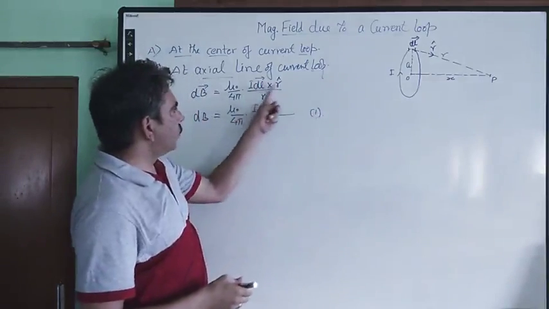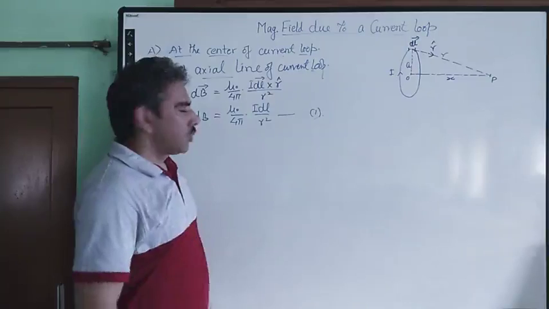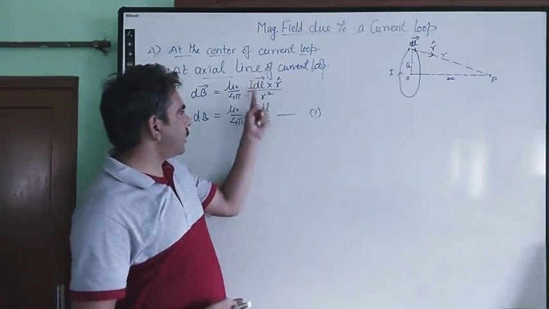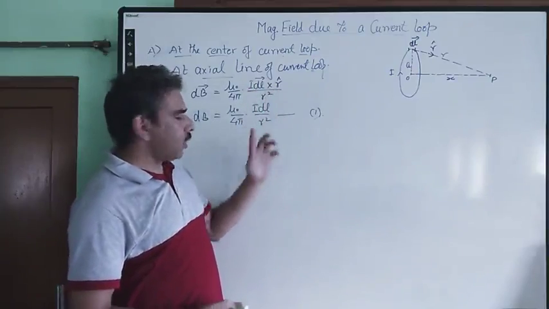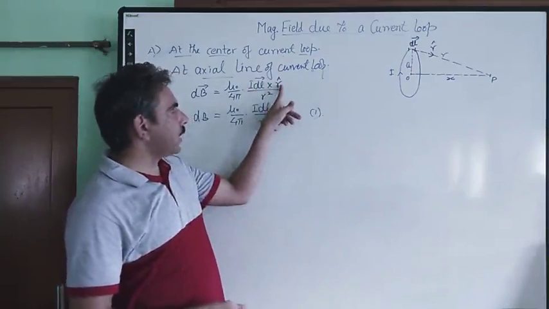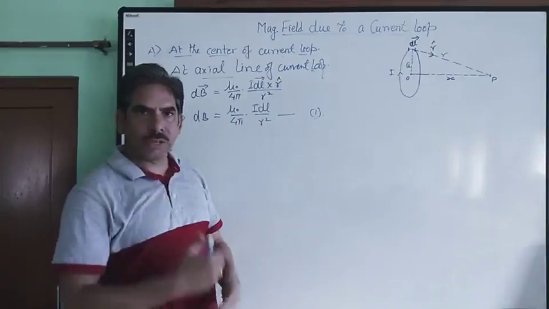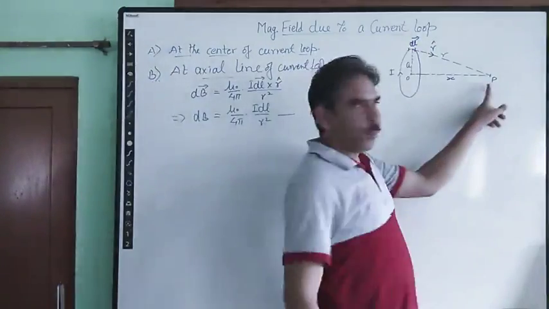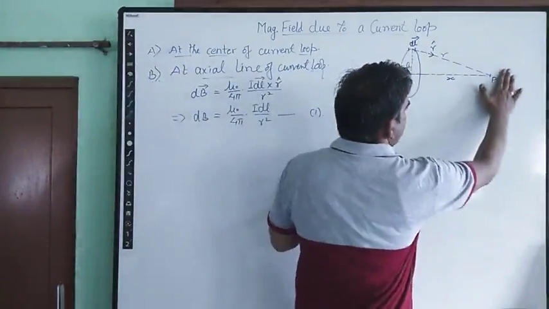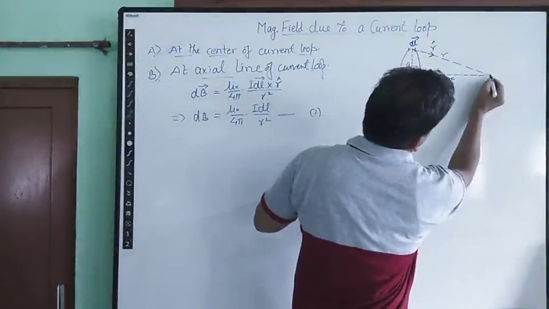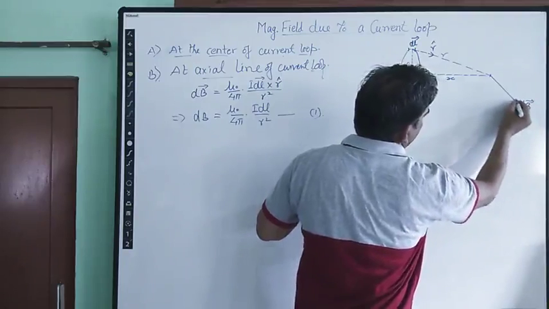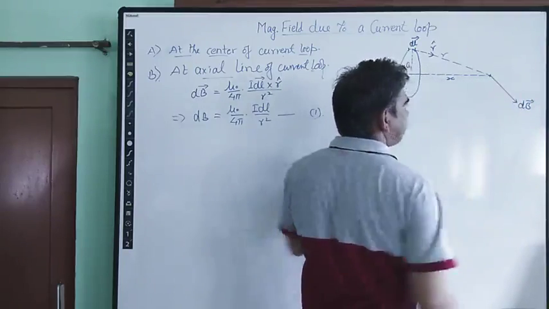Because the angle between both is 90 degrees, sin 90 means 1, so it is I dl upon R square, and the magnitude of R cap is 1 unit. So this is the magnetic field due to this length element at point P, which is directed, suppose, along this direction. So this is dB, the magnetic field at this point.